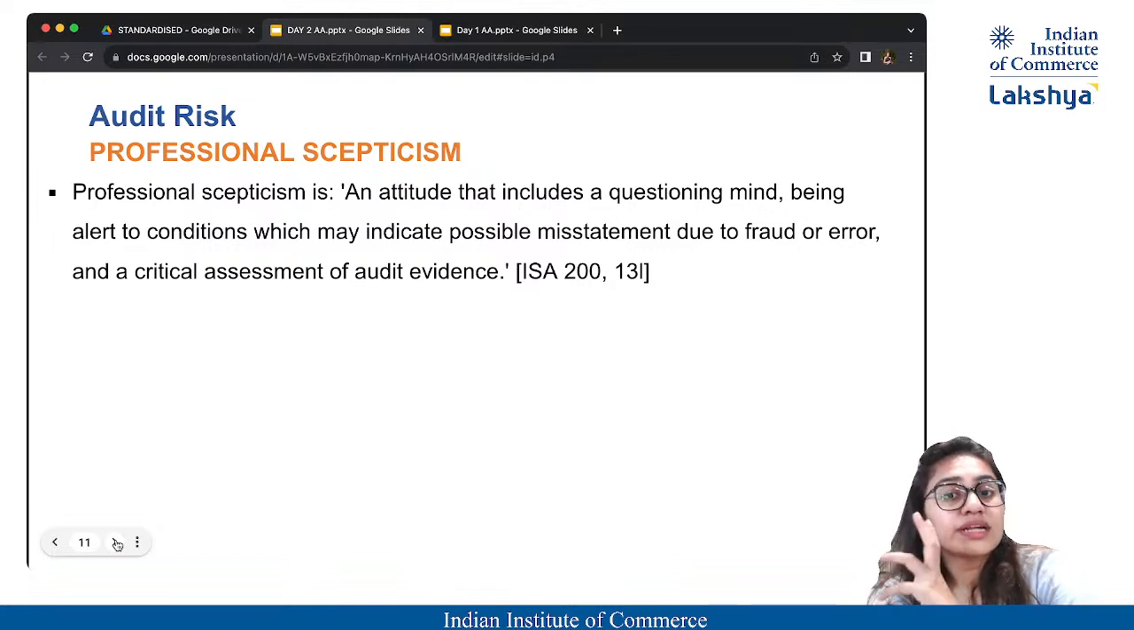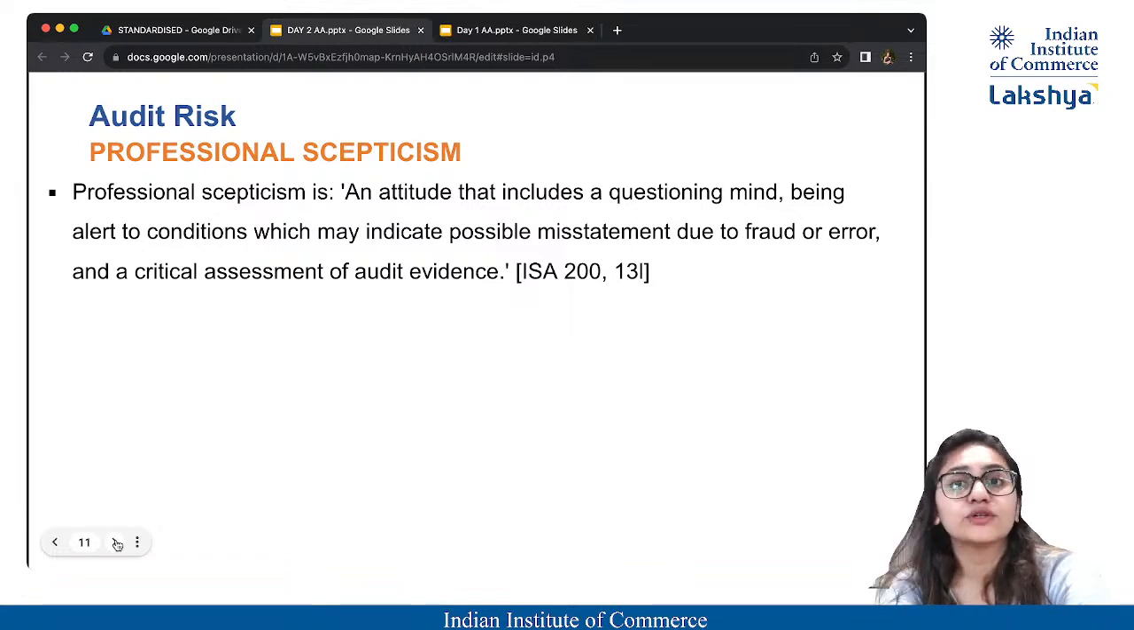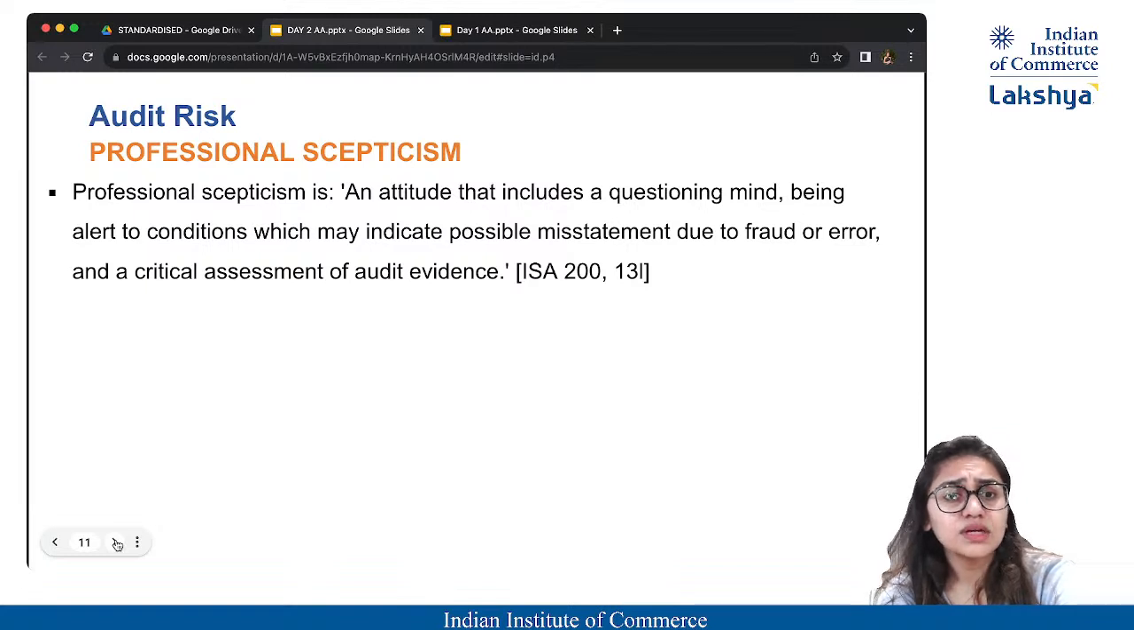So you include an attitude that comes with a questioning mind. Ask a lot of questions. Why this? Why not that? Why do you do this? In your organization, how are sales recorded? How are purchases recorded? How do you conduct procedures? Questioning mind. Why questioning mind? Not to irritate the other person, but to find out about the company, because you don't know the company.